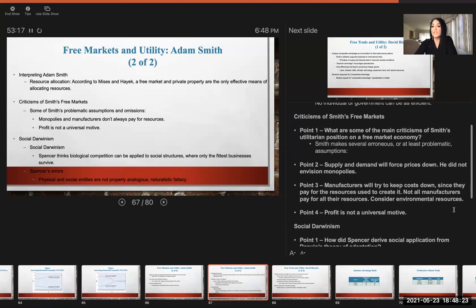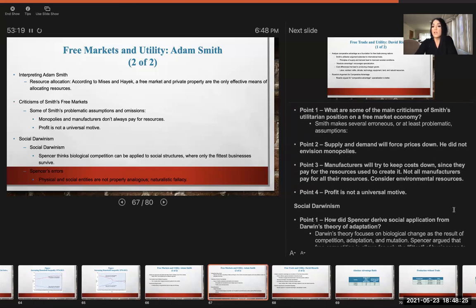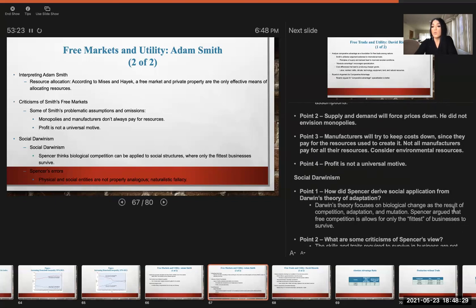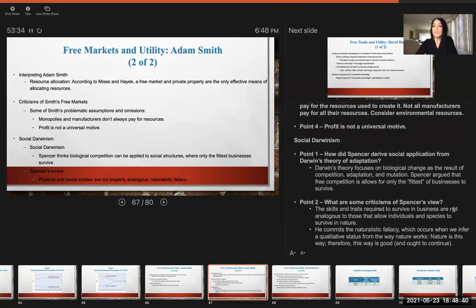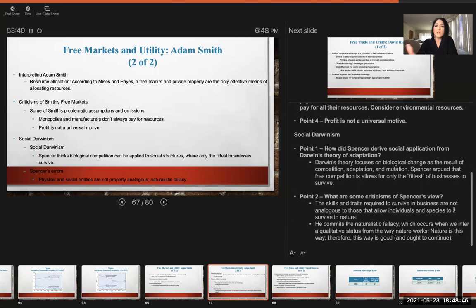The criticism with his output was that Smith makes several erroneous or at least problematic assumptions. The supply and demand will force prices down. He did not envision monopolies. Manufacturers will try to keep costs down since they pay for resources used to create it. Not all manufacturers pay for all resources, and you want to consider the environmental resources as well. And that profit is not a universal motive. Then he talks about social Darwinism: how did Spencer derive social application from Darwin's theory of adaptation?